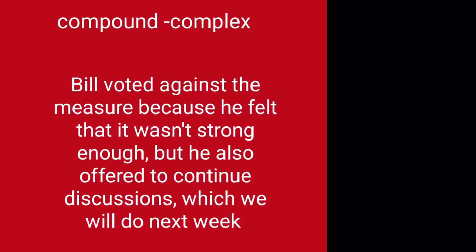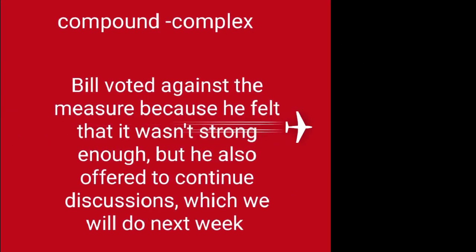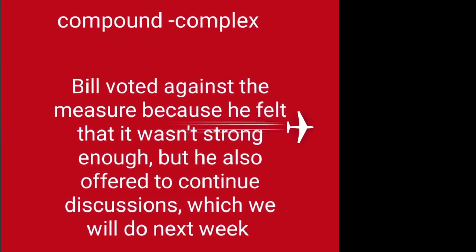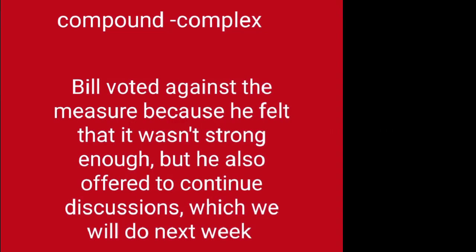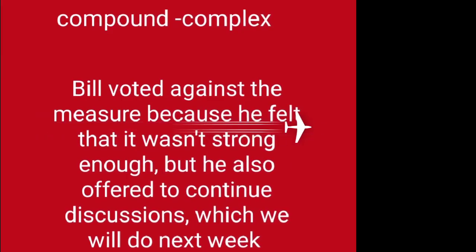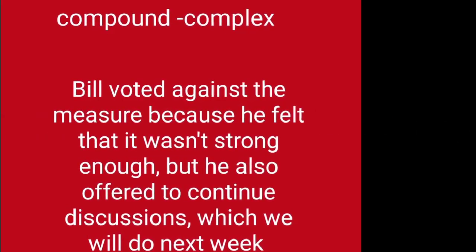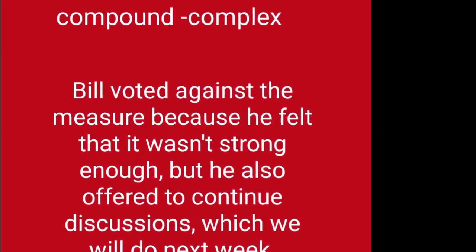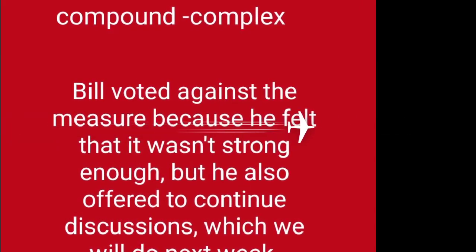Next, we can talk about a compound complex sentence. Already we learned compound, complex. Bill voted against the measure. So it gives a complete idea. And because he felt that it wasn't strong enough, so this is the dependent clause. Okay, so one independent and one dependent. But he also offered to continue. But he also offered to continue is a complete independent clause.